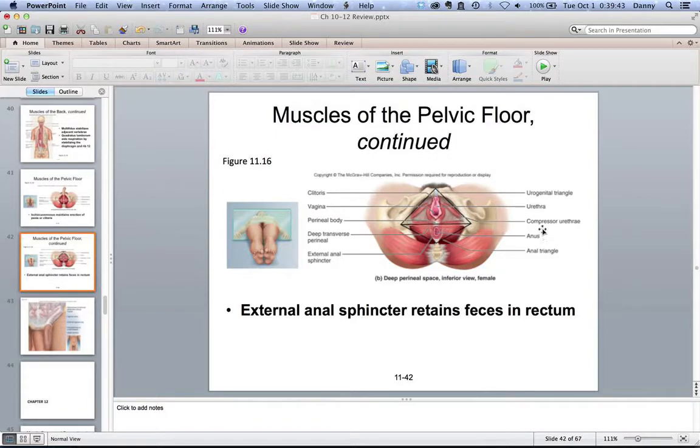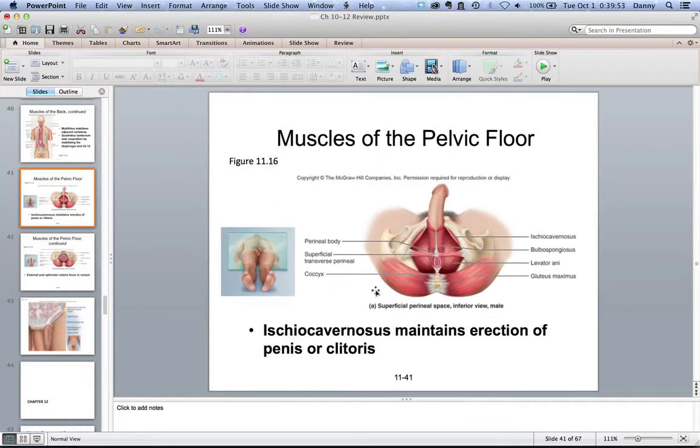And then remember that compressor urethrae is a muscle that is present in females but not in males. And then the levator ani, this is really the big muscle of the pelvic floor. It kind of holds everything up, if you will. And its main function, besides holding things, is that it relaxes during a bowel movement to allow the feces to pass through. So I know this will be a shock to most of you, but yes, everyone poos. And levator ani is really a big player in that.